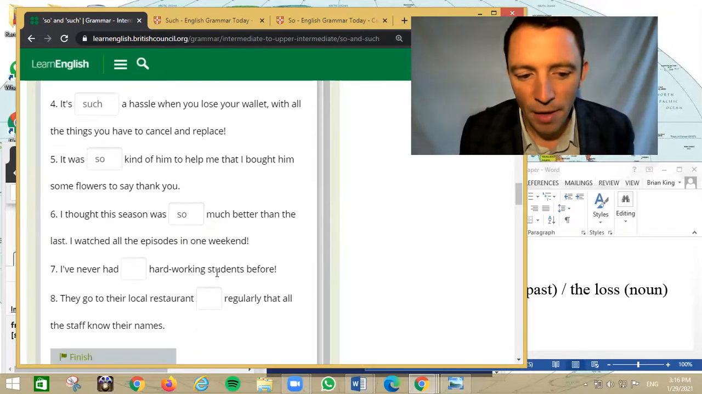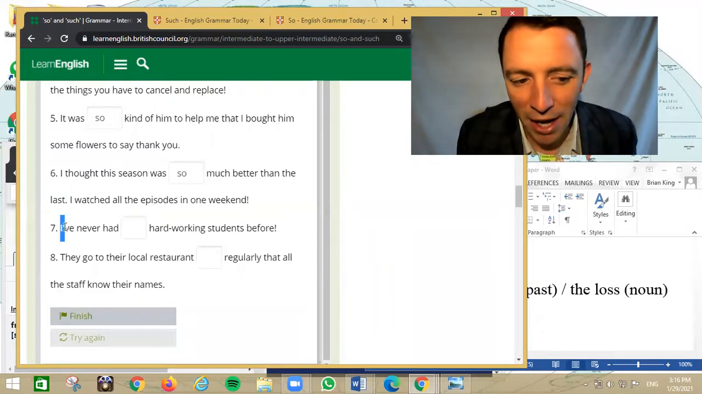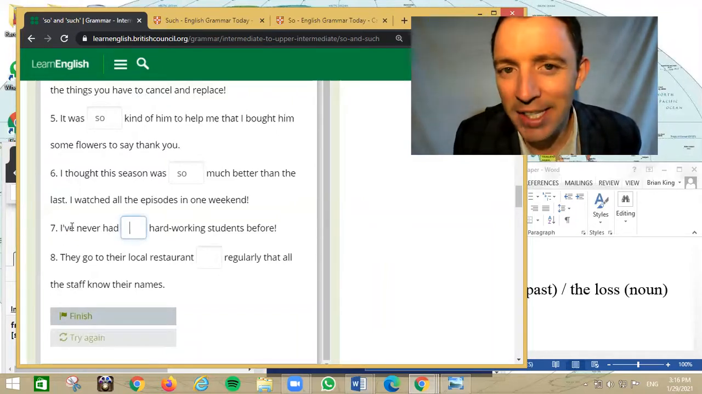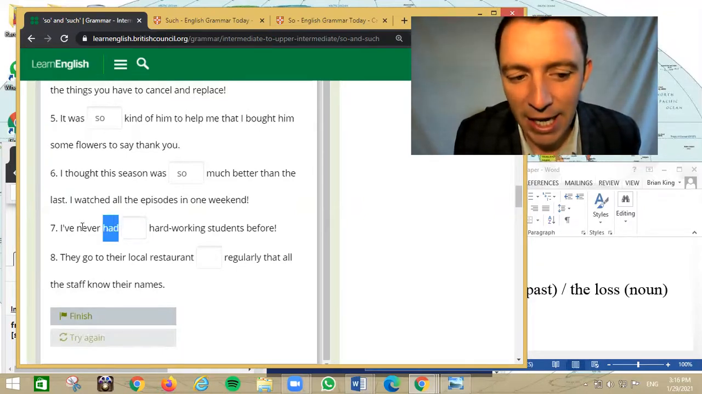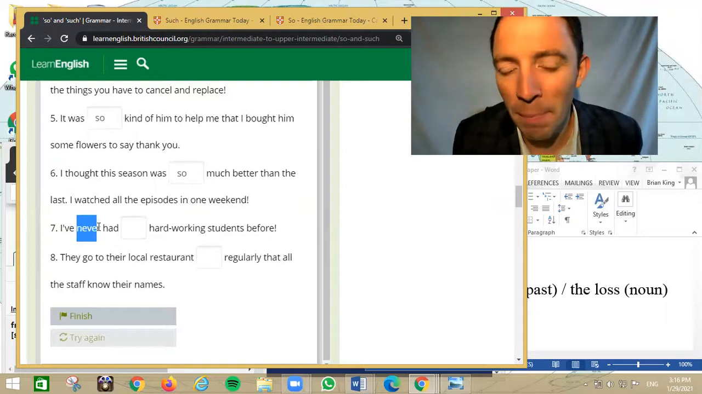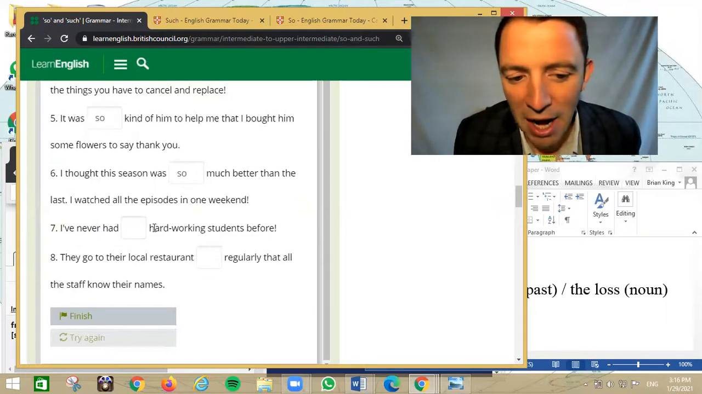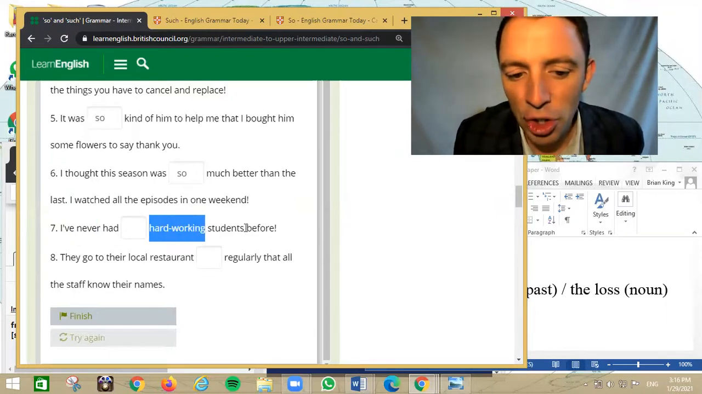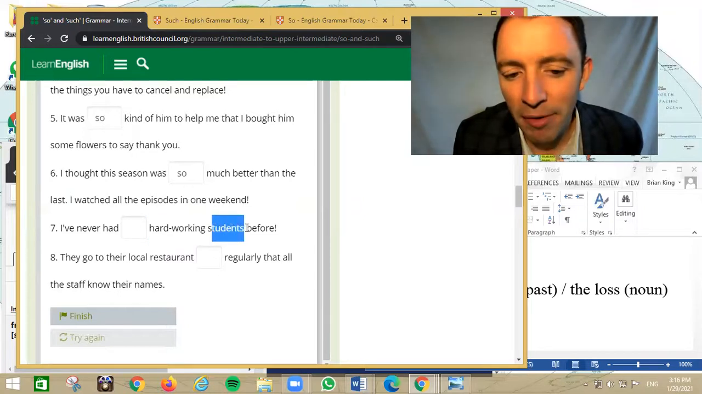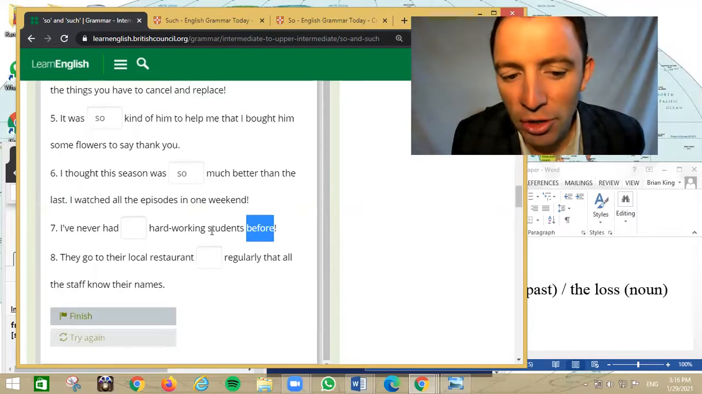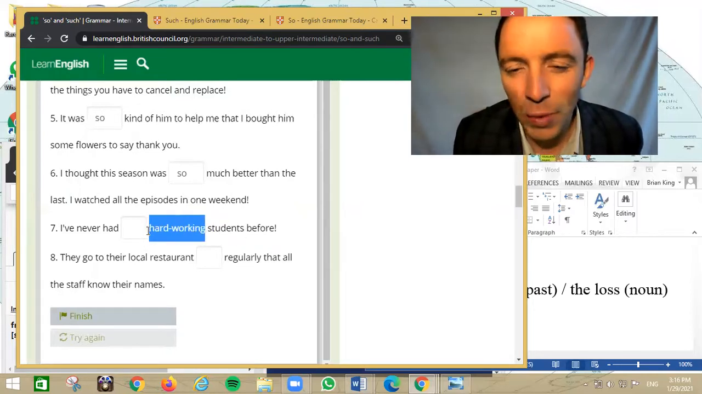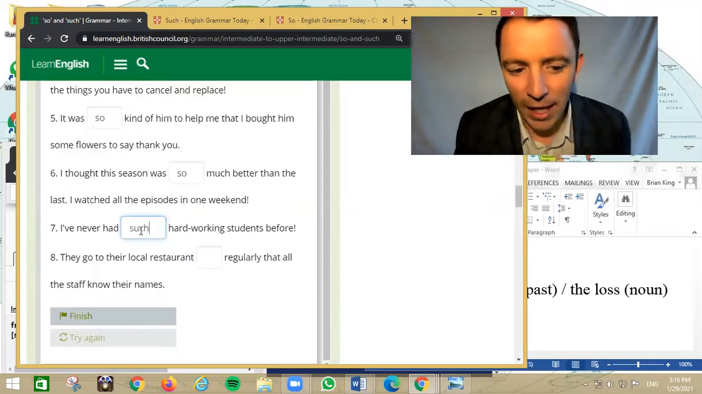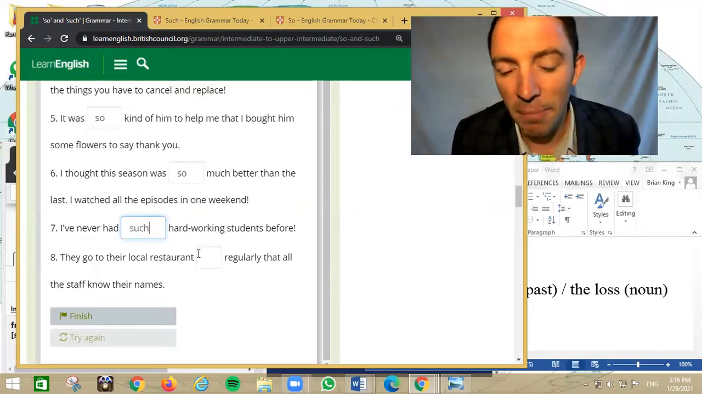Number 7. I've never had, so the subject I, the verb is have plus had. Entonces it's the present perfect because you have the auxiliary verb have and the participle had. Never is nunca in the position in the middle. I have never had. Hardworking is the adjective. Students is the substantivo. And before is the time. Okay, so it's a similar structure to before. Substantivo, adjective, we need such. Okay, very clear, very important, I hope.